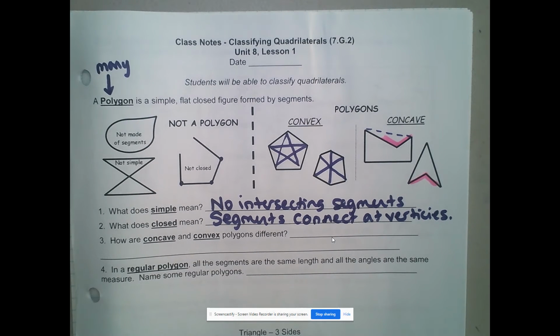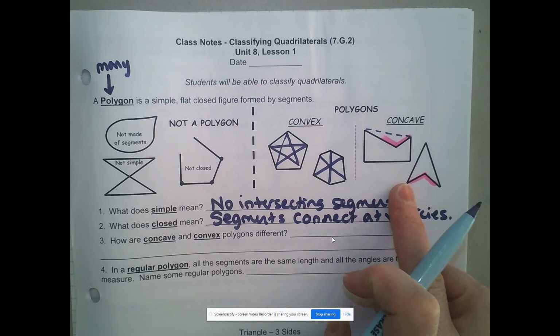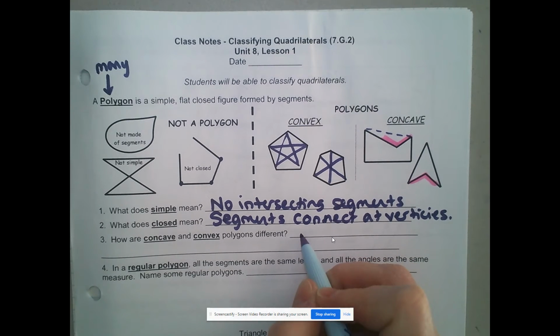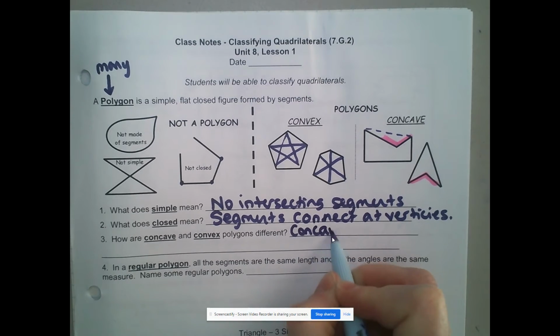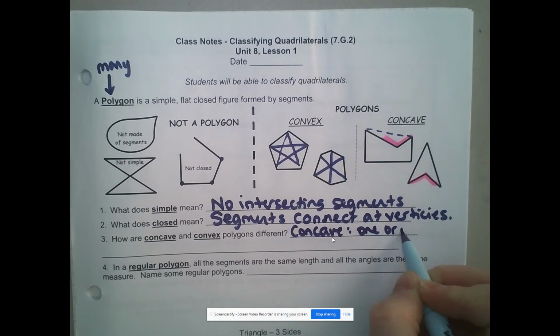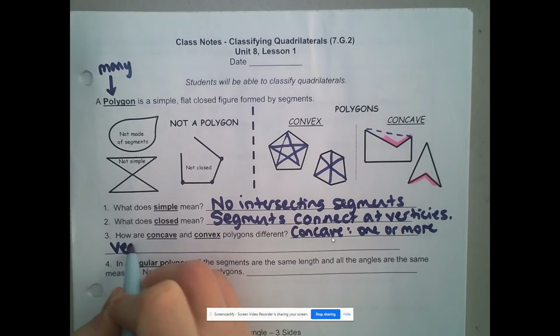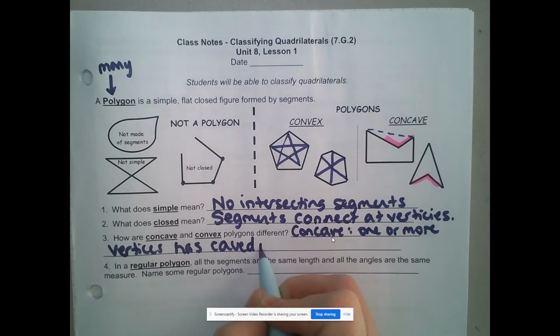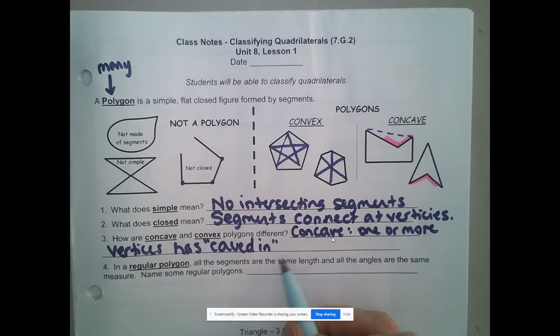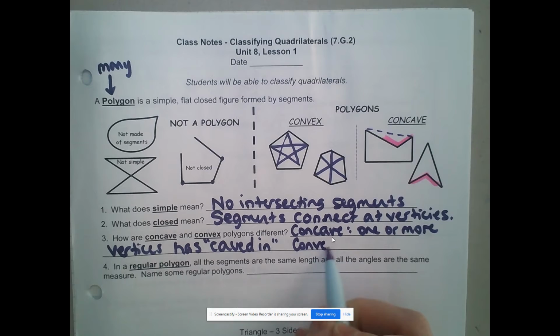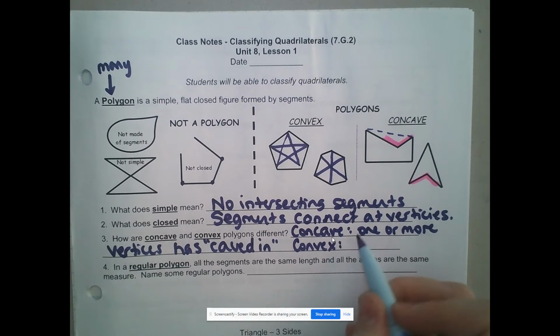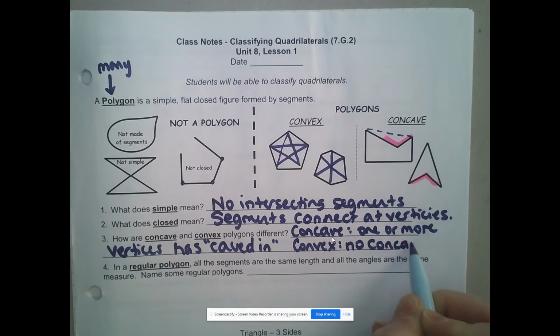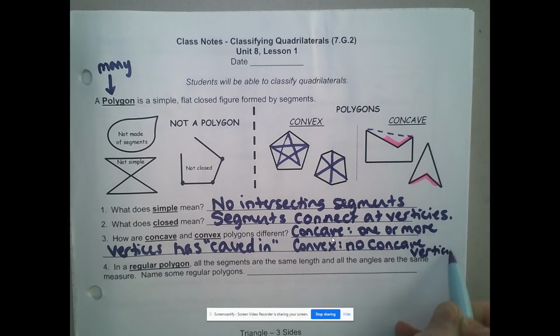So fancy term for it is that the diagonals stay inside the shape on convex and that at least one diagonal is outside on concave. We can also say that on concave, one or more vertices has caved in, right? And that's sort of a mnemonic device. If we want convex, we would say no concave vertices.